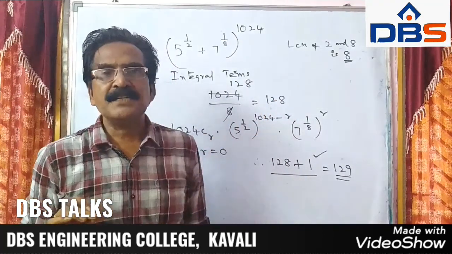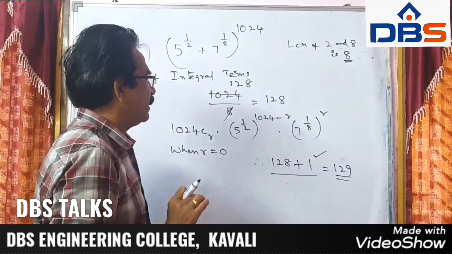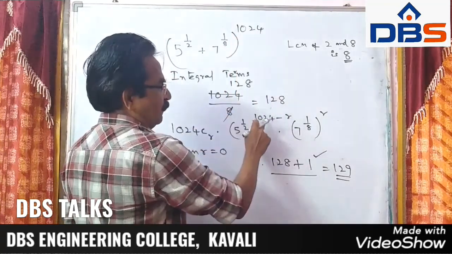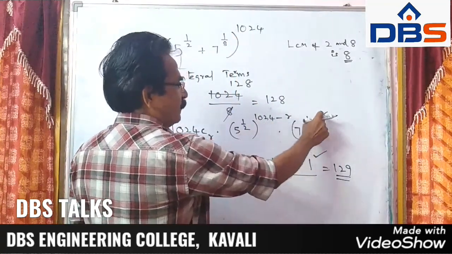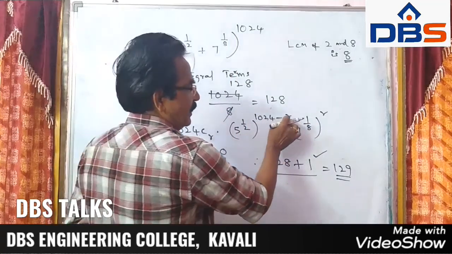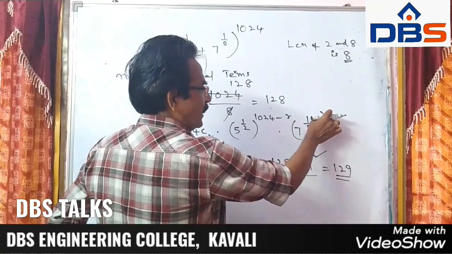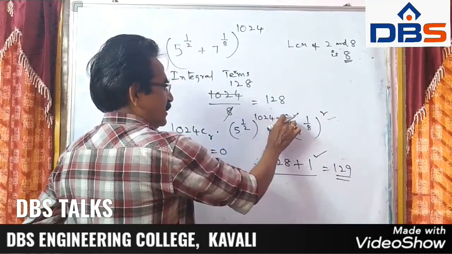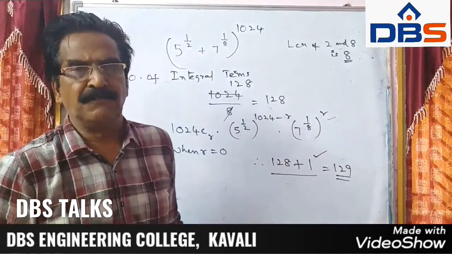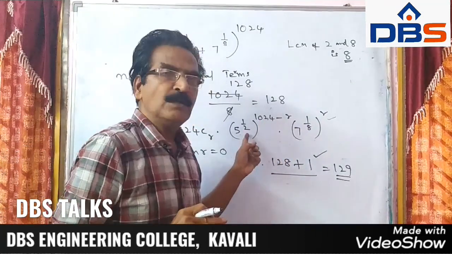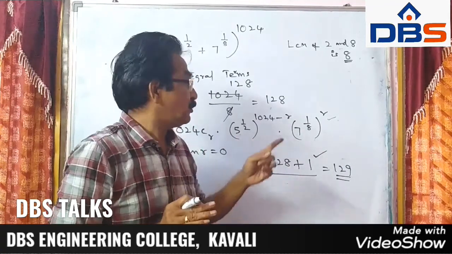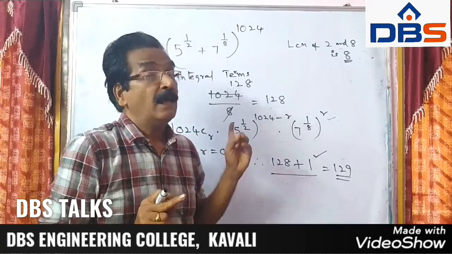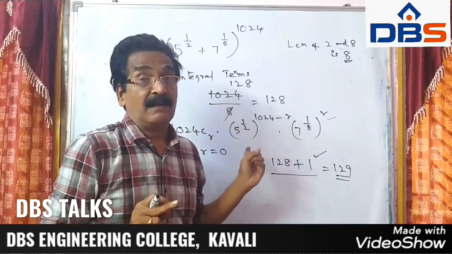Whether 1 is to be added or not, you need not consider all these things in detail. In fact, just take 1024 minus r. Of course, if r is equal to 0, 0 can be divided by anything. This is fine. 1024 minus 0, 1024, is divisible by 2. So when r is equal to 0, we are getting integral values, so you have to add 1. Your answer is 129. I will tell you one example where it cannot divide.